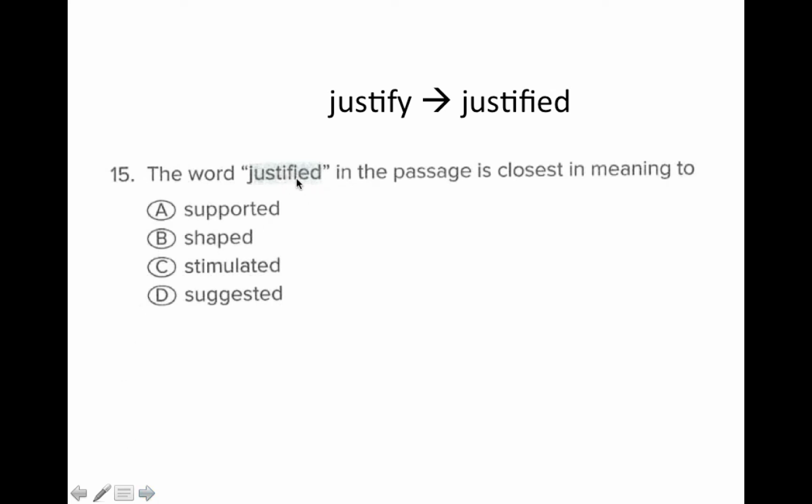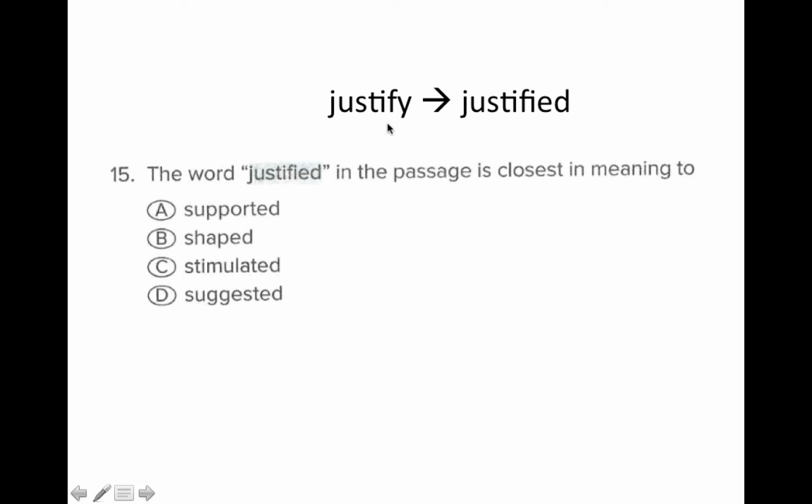Justified: again, with these adjective words or the past tense verbs, it's helpful if you back them out of that form and look at them in more of the basic form of the word, which in this case is to justify. And you'll do the same thing with your answer choices. So instead of thinking in terms of supported, which would maybe be a less familiar form, you're going to look at the more familiar form, which is just the basic form.